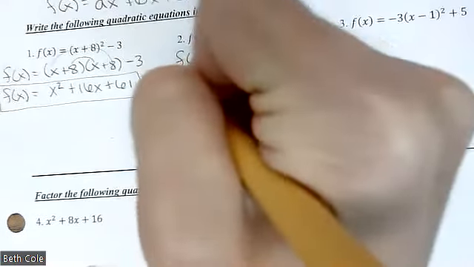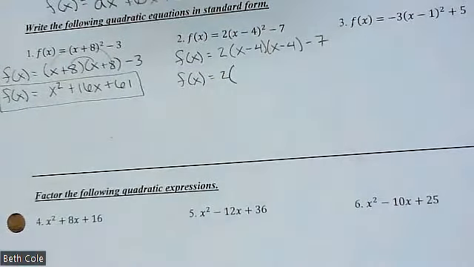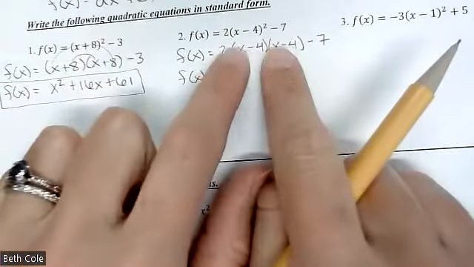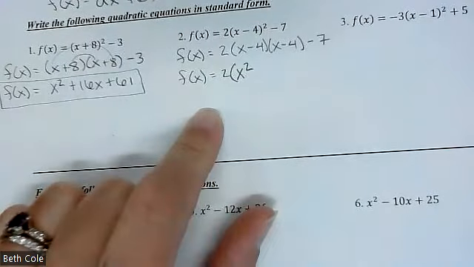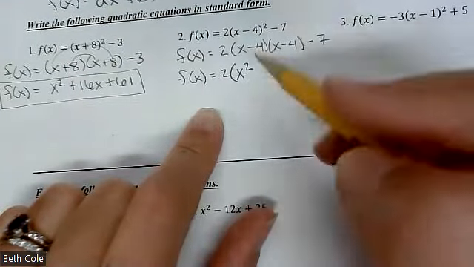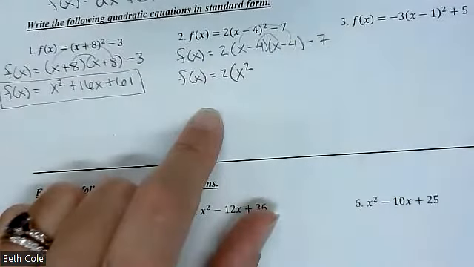So now we're going to do the exact same thing, except we've got a 2 out front. So that 2 is going to just have to wait its turn. And we're going to do FOIL. First, x times x, x squared. Oh my gosh, there's a squared because it's a quadratic. The outsides would be minus 4x, and the insides would be minus 4x.